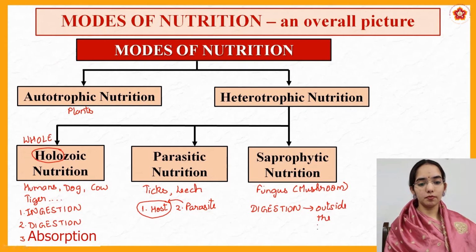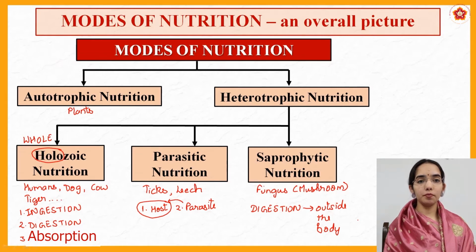Now you must be wondering, how does digestion occur outside the body of the organism? What they do is they grow on dead and decaying matter, and then they release certain chemicals in their surroundings. Those chemicals will digest the material on which they grow, and once that material is digested, they absorb the nutrition from it. So this is about the saprophytic mode of nutrition.